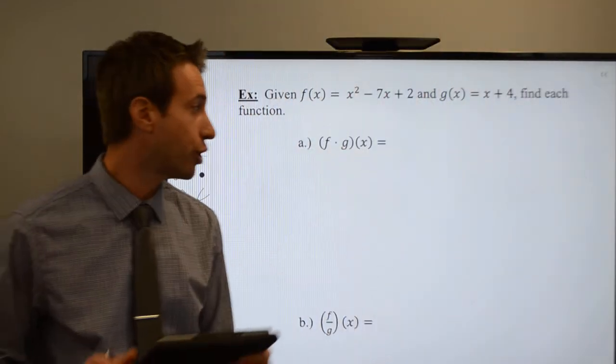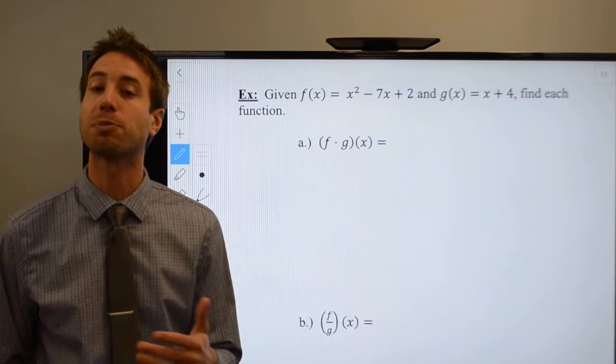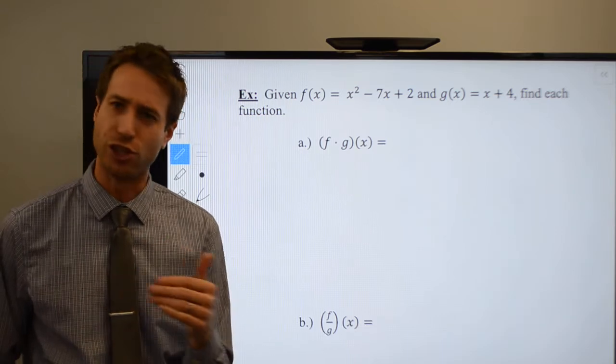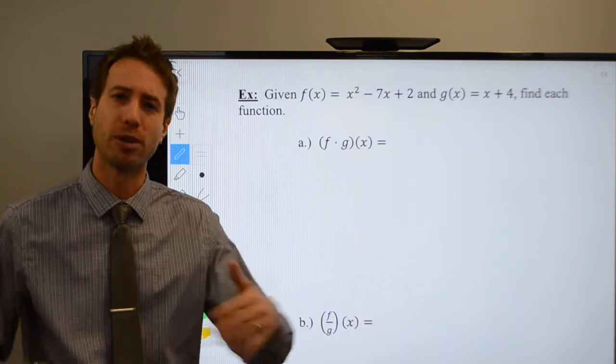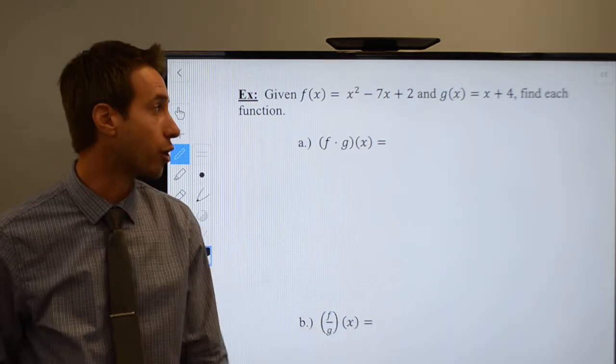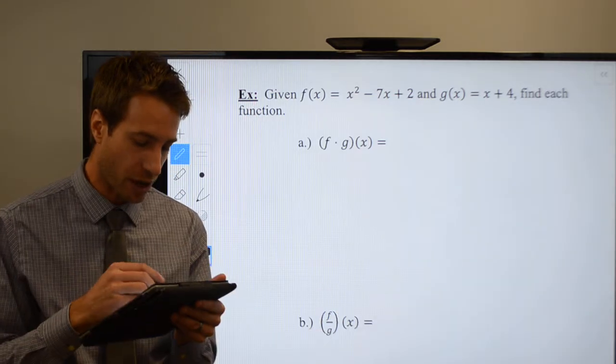Hi guys, welcome to this page of the notes, and again what we're doing is we're looking at multiplying and dividing functions, which is just like multiplying and dividing polynomials, except now we're just calling those polynomials functions. So let's go ahead and jump right into another example problem.